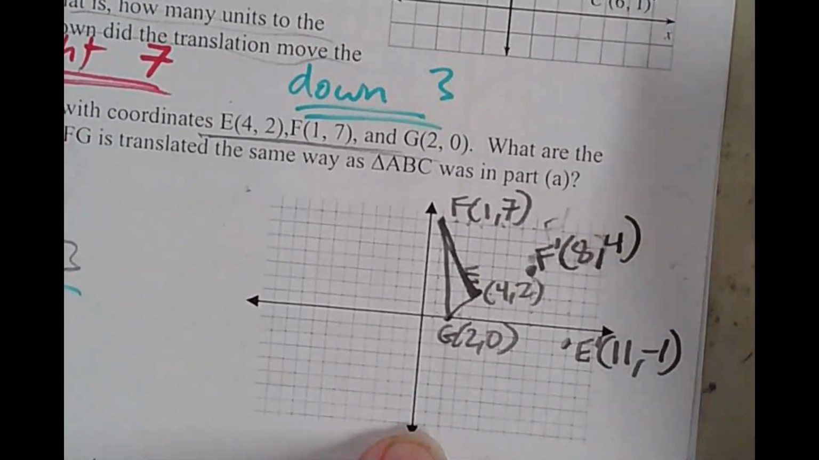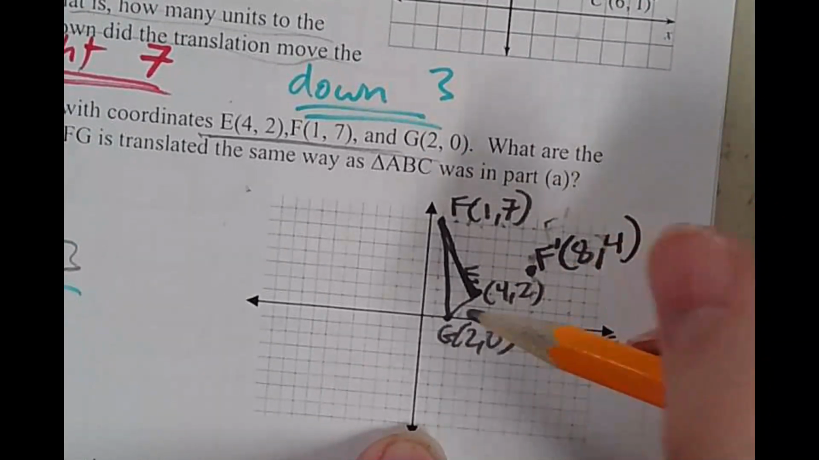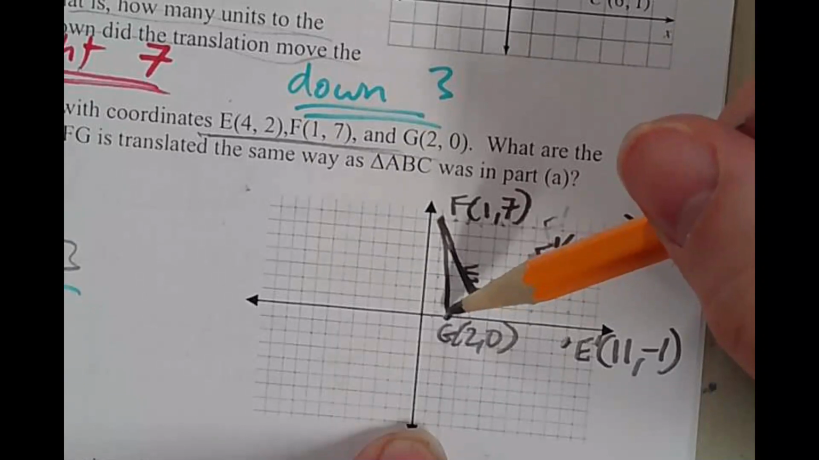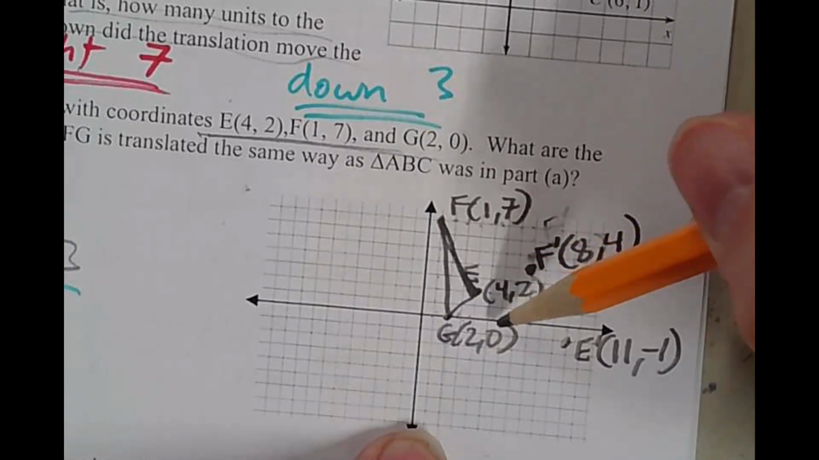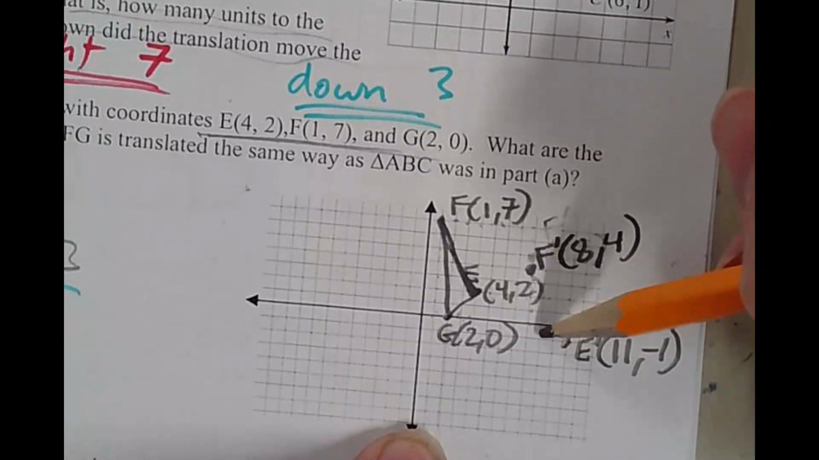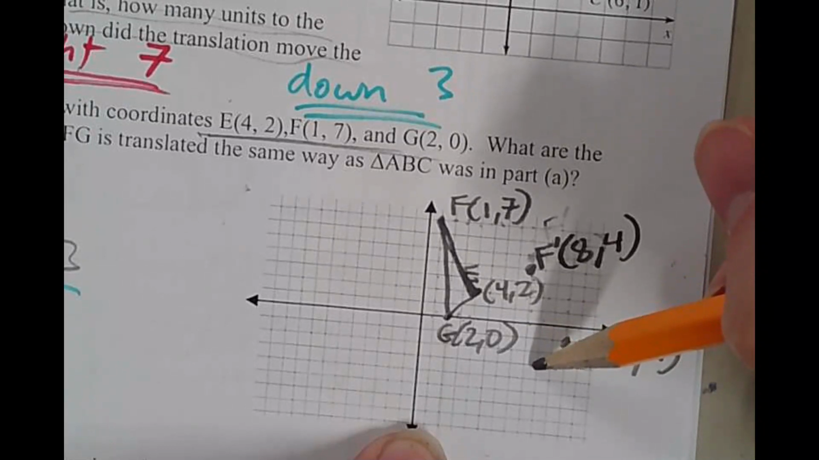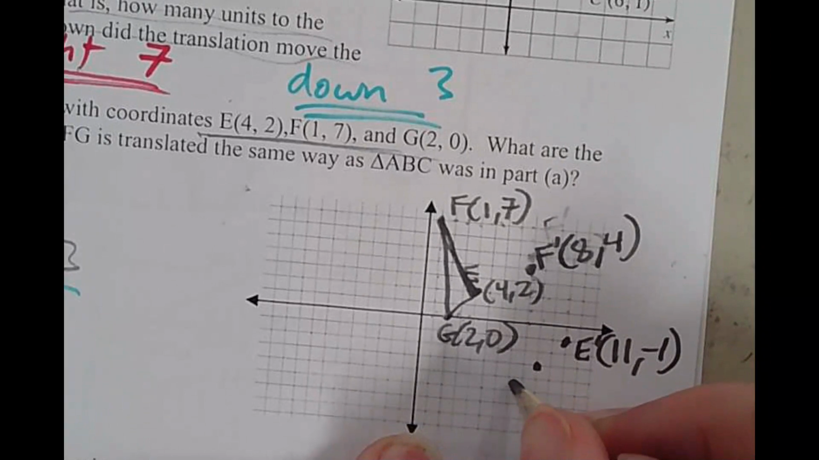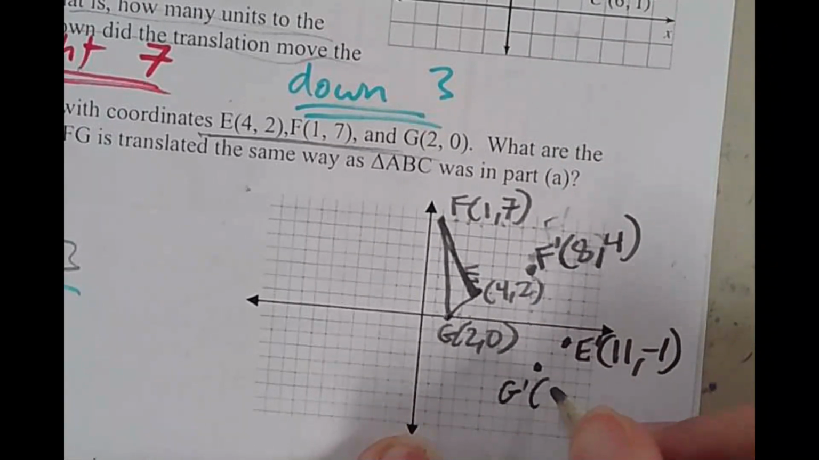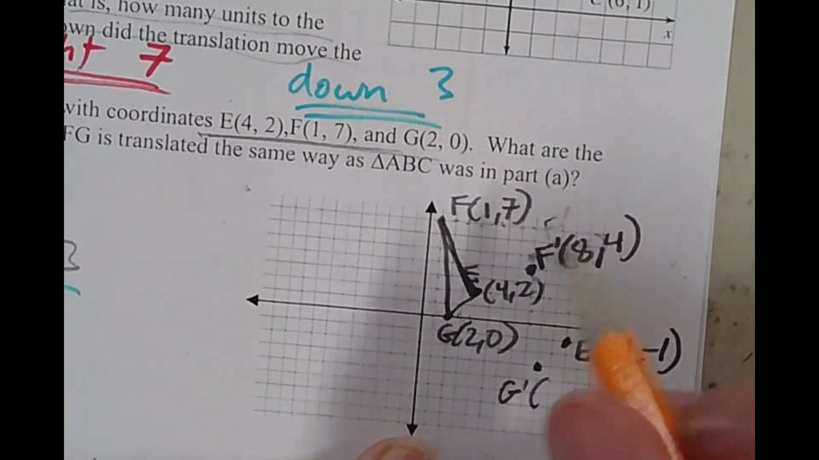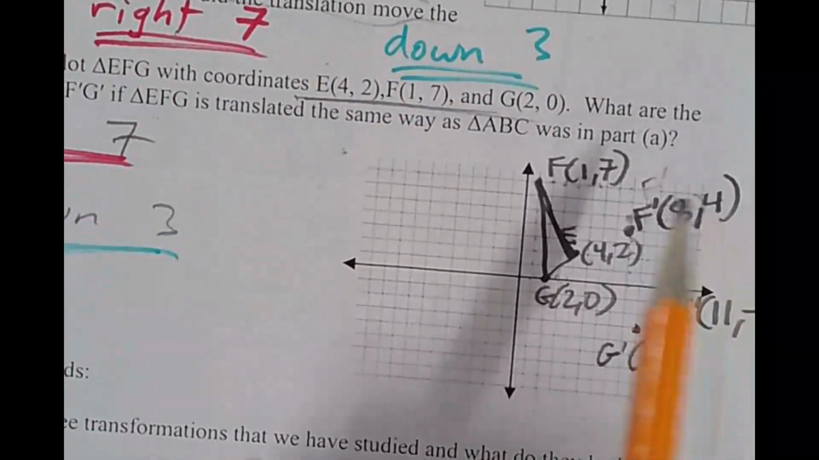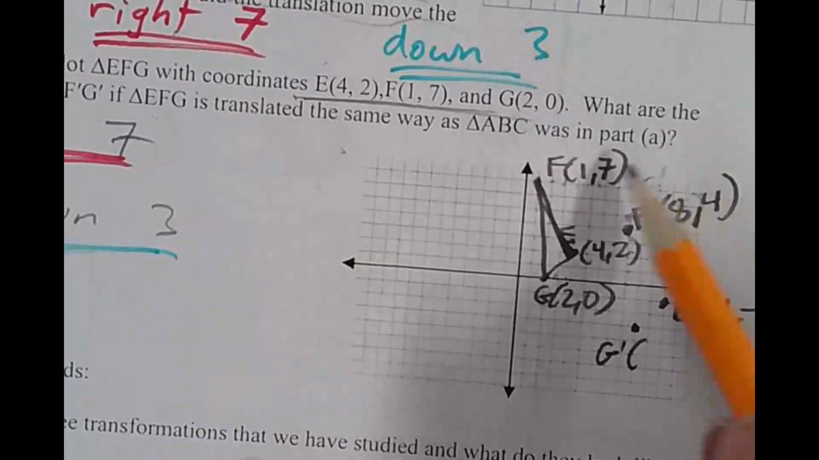And where is G? G is at 2, comma 0, but we want it to move down 3 and right 7. So right 7, 1, 2, 3, 4, 5, 6, 7, and down 3. You have to do it carefully. You even see I made a mistake. Point G prime would be at the coordinate right 7. I don't know if you've seen this yet, but right 7 just means add 7 to x.